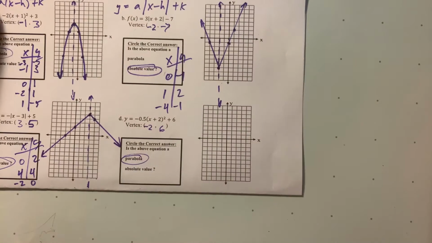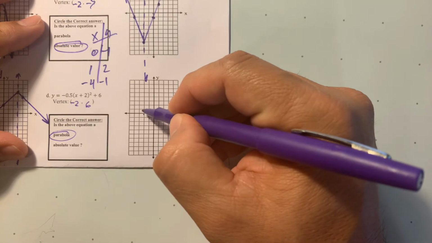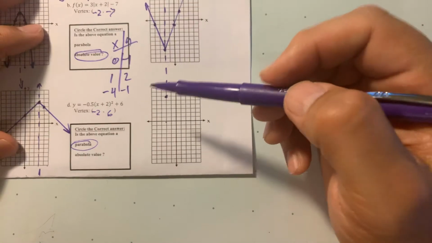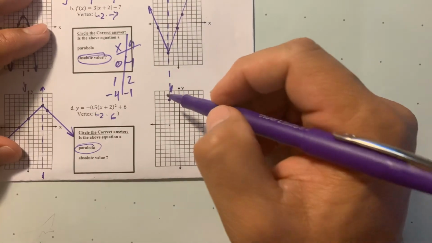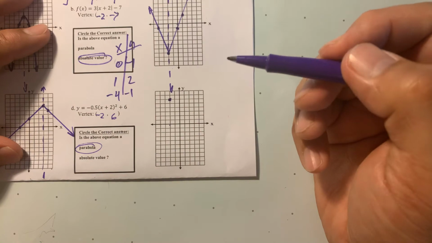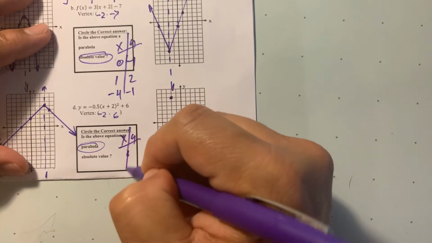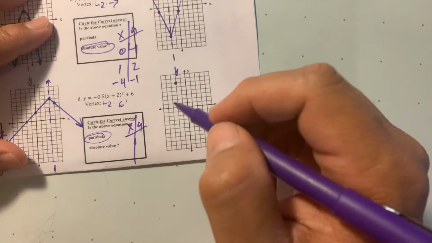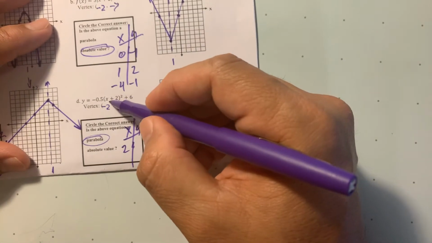So something like that. Okay, vertex here is negative 2 and then positive 6. So it looks like this one's a parabola because of the square term. And it's negative, so it's going to open down, and that's my vertex, so it's a maximum. And then I need to just pick some x, y values. Let's try positive 2.